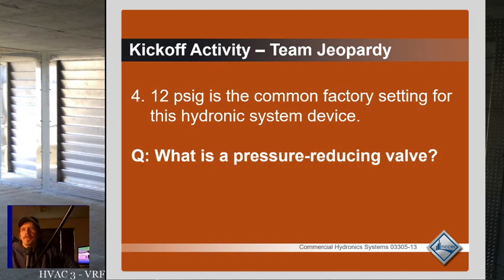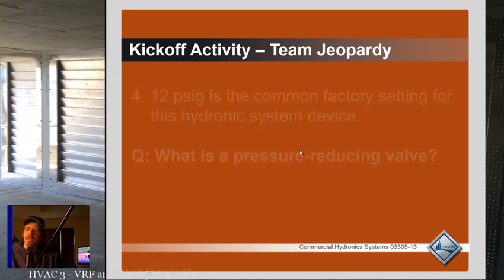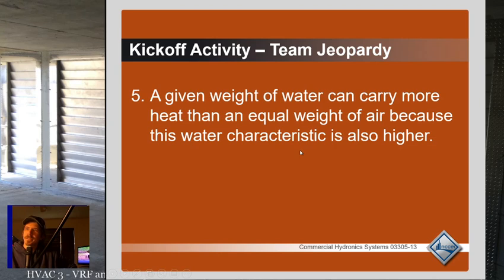12 psi is a common factory setting because it's good for residential, and you know what, I don't want to go into this in depth yet. Let's see what else is in here, but we'll talk about why 12 psi is the common factory setting on a PRV. We're going to get into that deeply.